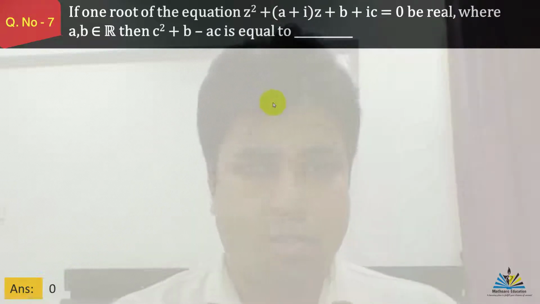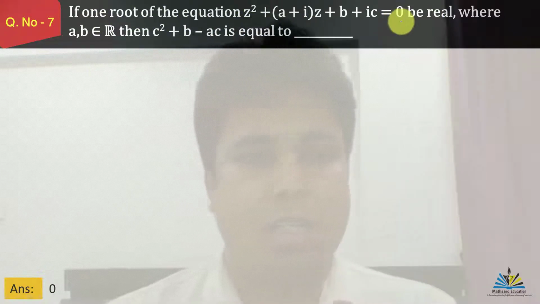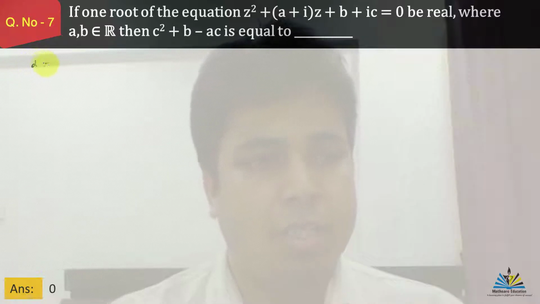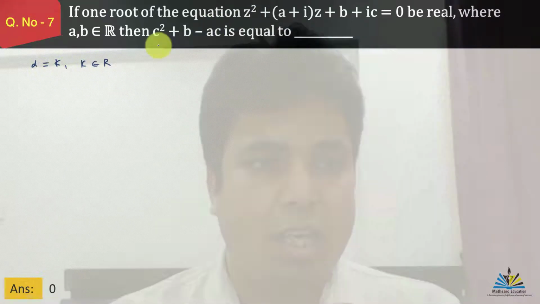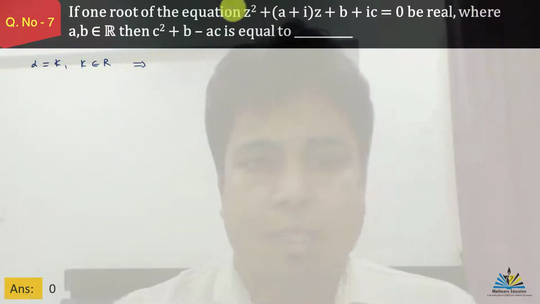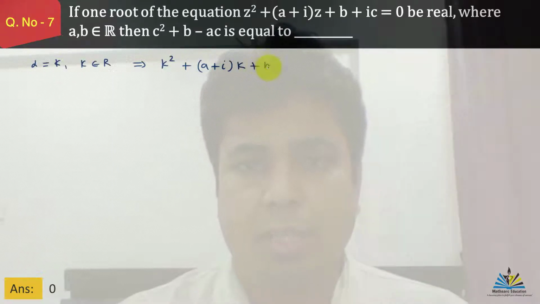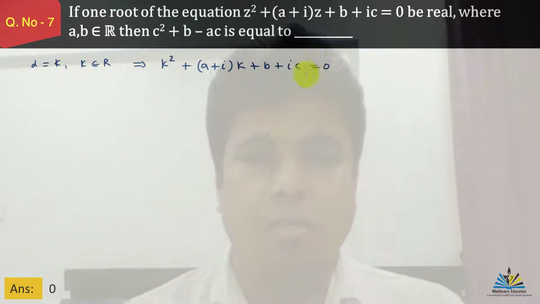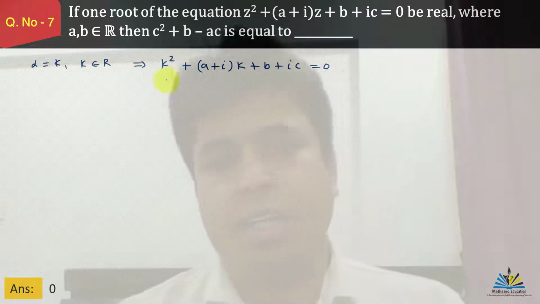So let's solve this equation. As per the given question, one root of the equation is real. So let's say one root alpha is equal to k, where k belongs to the real numbers. Now if k is a root of this equation, then it will satisfy the given equation. This implies k square plus (a plus iota) k plus b plus iota c becomes equal to 0, where k is a real number. So let's separate the real part and the imaginary part.